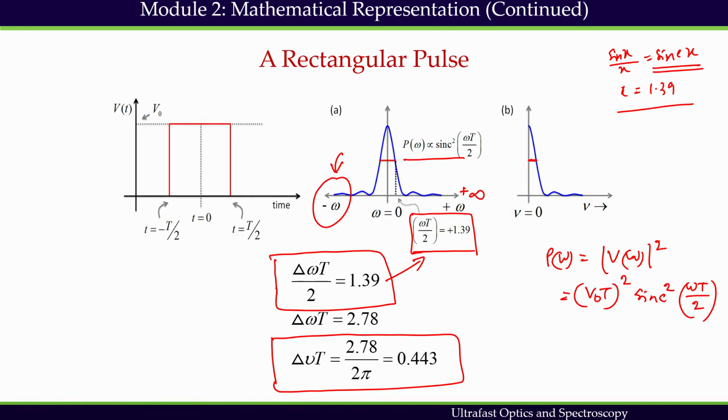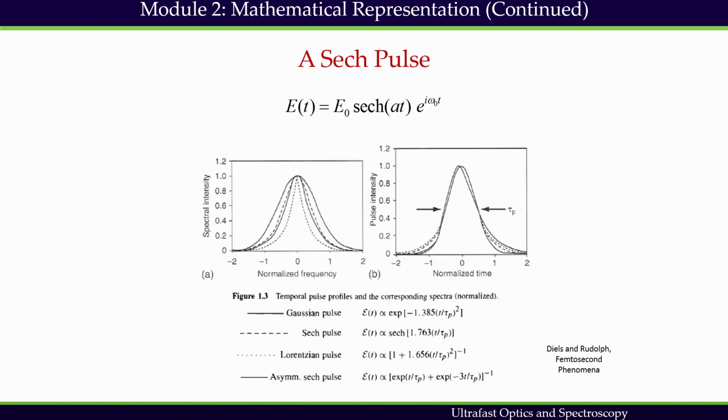Welcome back to module 2. We are continuing module 2 to understand the effect of different pulse shapes on the time bandwidth product. We have to calculate the time bandwidth product depending on what kind of pulse shape we consider. So far we have considered the Gaussian pulse, then a rectangular pulse, and we can just continue the way we are thinking.